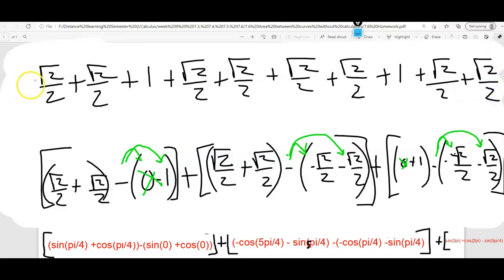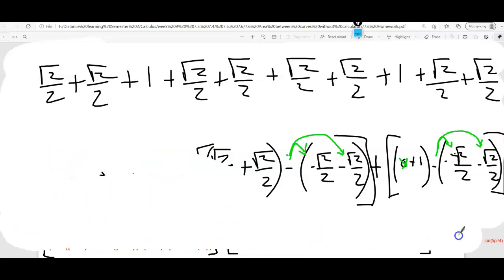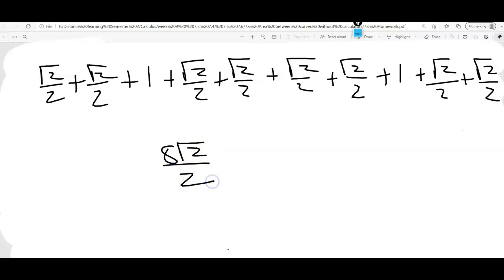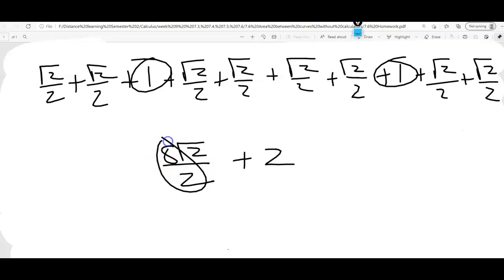Okay, so I've got 1, 2, 3, 4, 5, 6, 7, 8 of these radical 2 over 2's. So if you were to add all those together, you're going to have 8 radical 2 over 2. And we also have a 1 here and a 1 here, which makes 2. And then this divides to make 4.